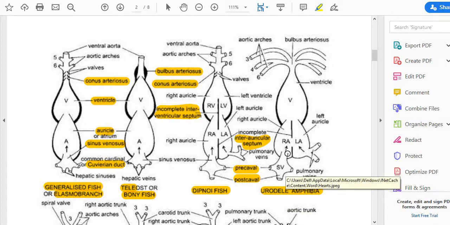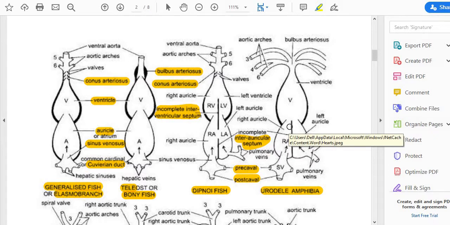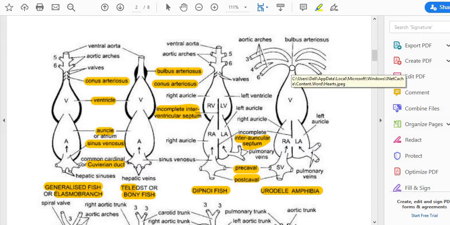it has sinus venosus, then that sinus venosus enters into the right auricle and left auricle. So the auricle is compartmentalized by the interauricular septum. This septum is incomplete. From the auricle, the structure continues with the ventricle. So the ventricle forms the receiving chamber of the heart. So from the ventricle we see a tubular structure called bulbus arteriosus.